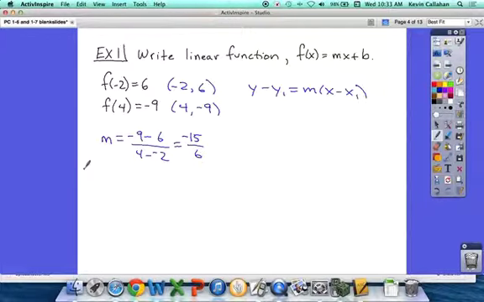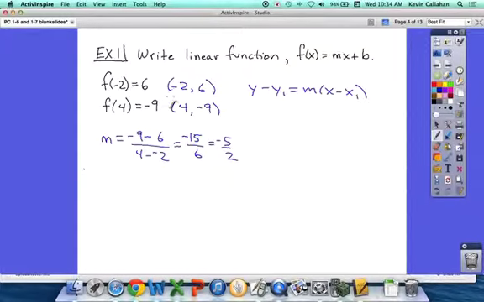And then I can simplify that. Right? Common factor of 3, negative 5 halves. Okay. So now we know the slope, and we know 2 points. How do I use that equation? Plug them in, right? Going to plug in the slope, which we calculated.